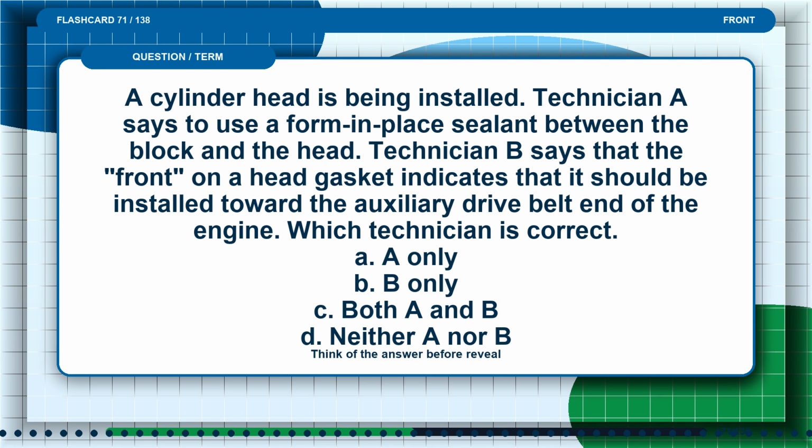Flashcard 71. A cylinder head is being installed. Technician A says to use a form-in-place sealant between the block and the head. Technician B says that the front on a head gasket indicates that it should be installed toward the auxiliary drive belt end of the engine. Which technician is correct? A. A only. B. B only. C. Both A and B. D. Neither A nor B. Pause and think of the answer before the reveal.